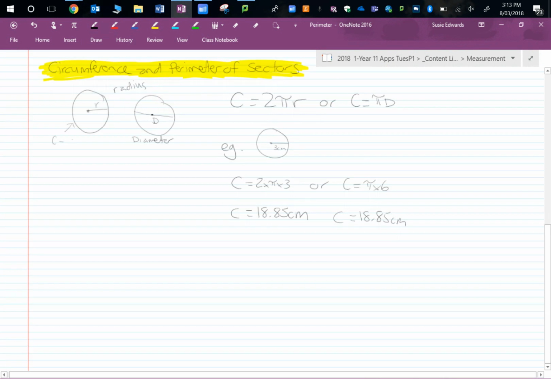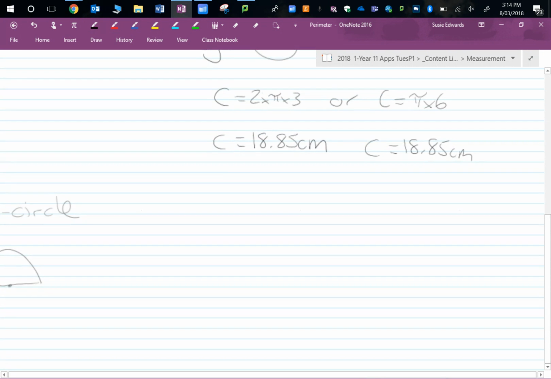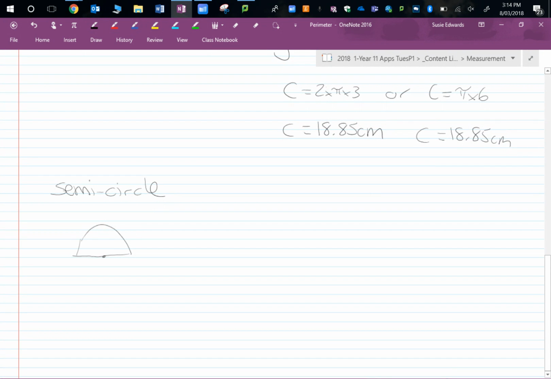Okay, so the next thing we need to be able to do, though, is look at a sector or a quadrant or a semicircle. So we need to know those words. So let's start with a semicircle. What do you reckon that is? Half a circle, yeah? It has to go through that midpoint, half a circle. What does a quadrant look like?